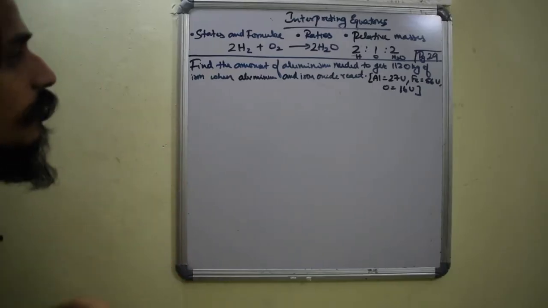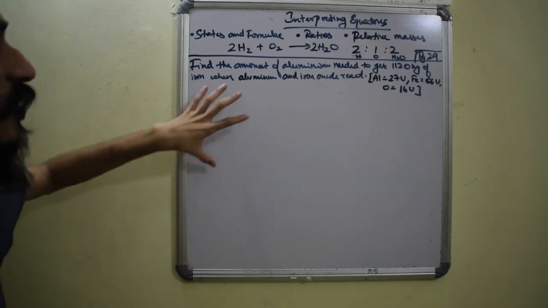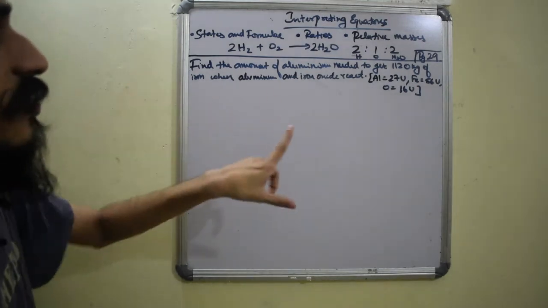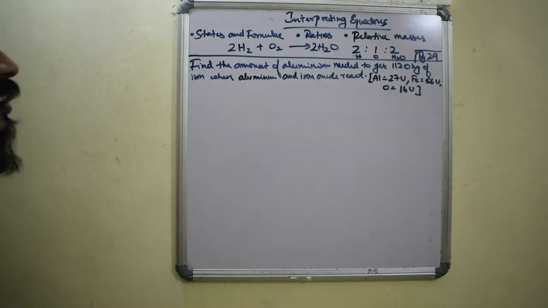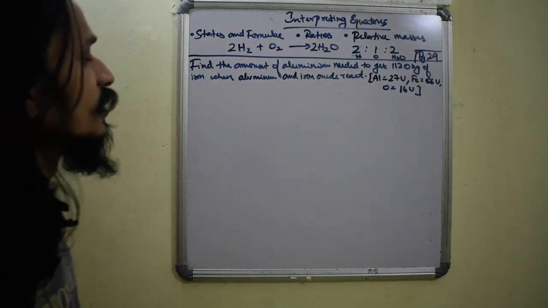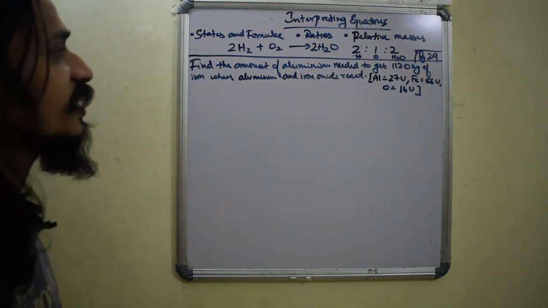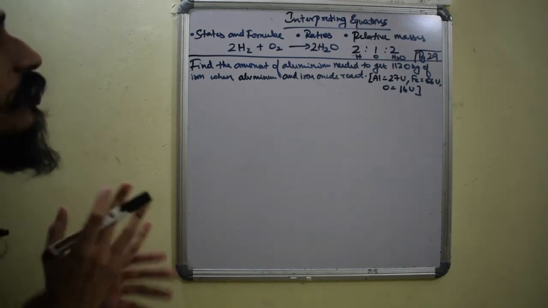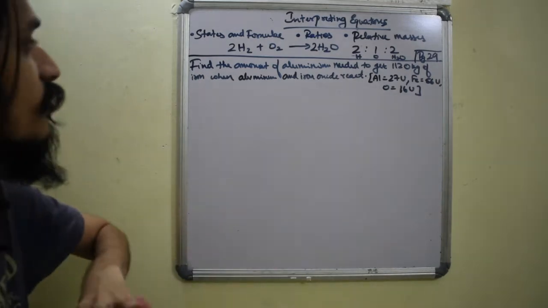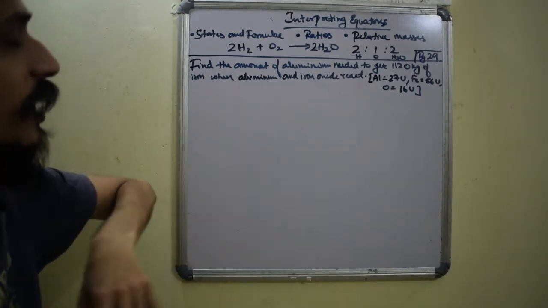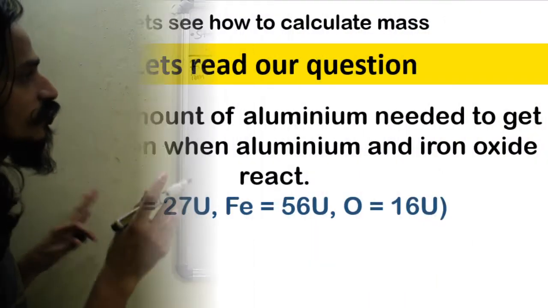So to make it a little more clear, I have taken down this one problem from your reader. If it's not visible, it's on page 29 of your reader. It's about aluminum oxide and iron. So the question asks me how much aluminum is needed to get 1120 kilograms of iron when aluminum and iron oxide are reacting.